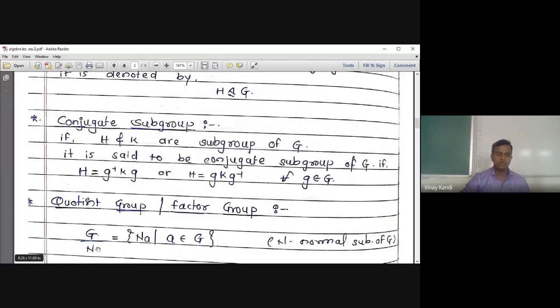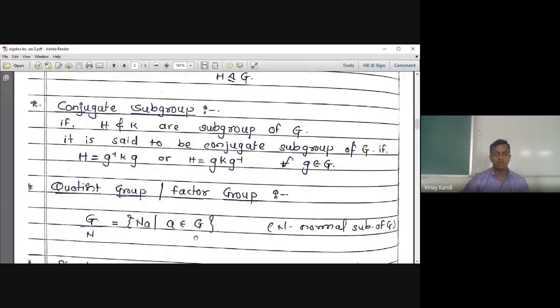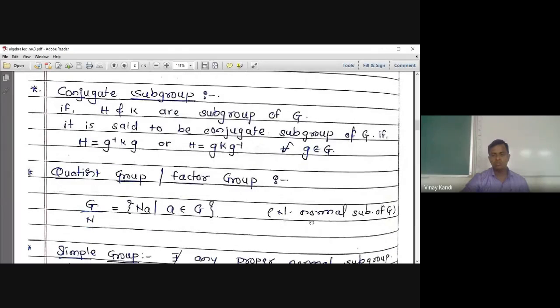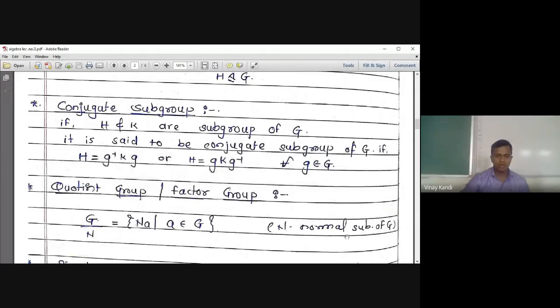G upon N is equal to N into A, where A belongs to G. Okay, so N is the normal subgroup of G. Whether it is possible that if N is not a normal subgroup of G, then can we find G by N? Whether N is a normal or not a normal subgroup of G, can we find G by N? Tell me.